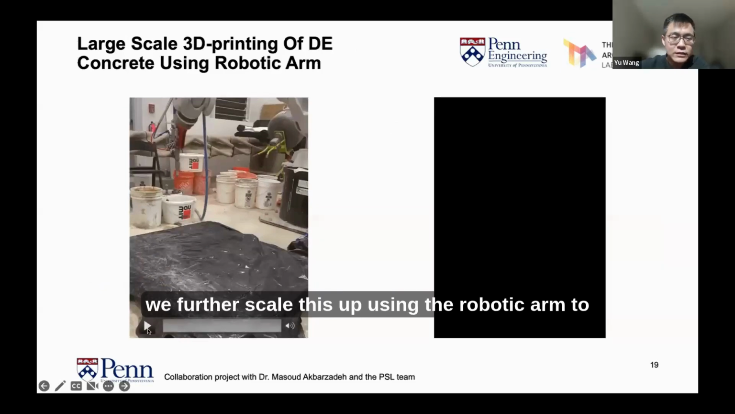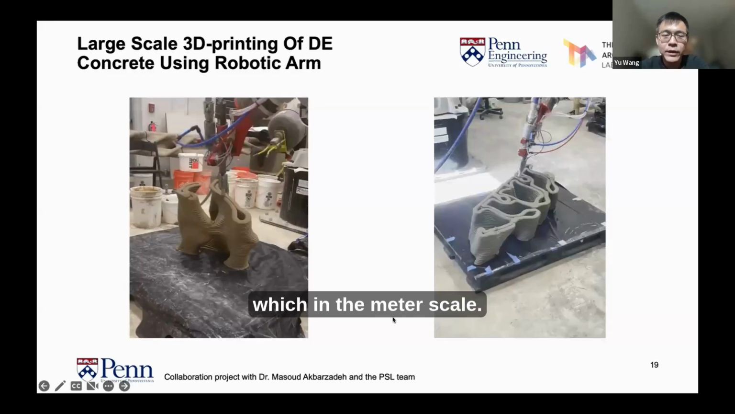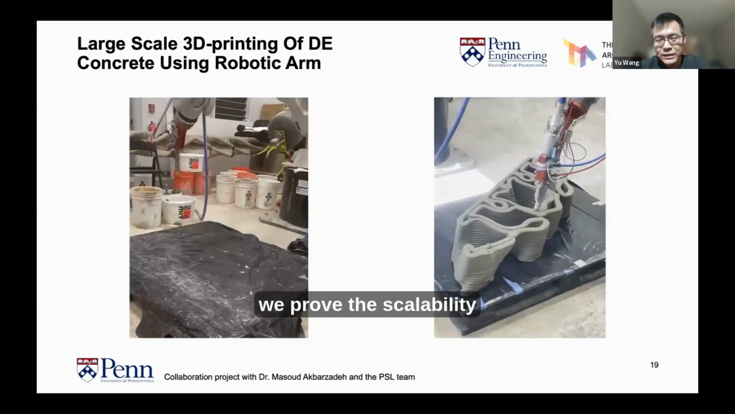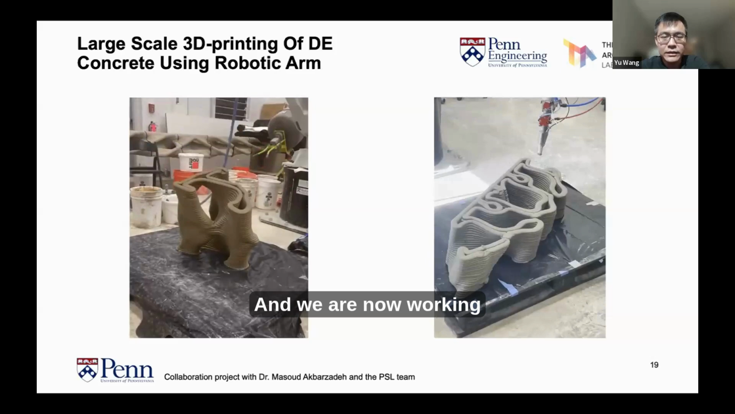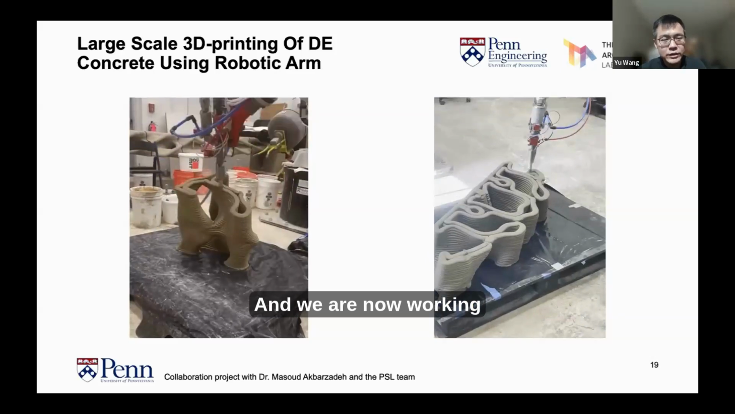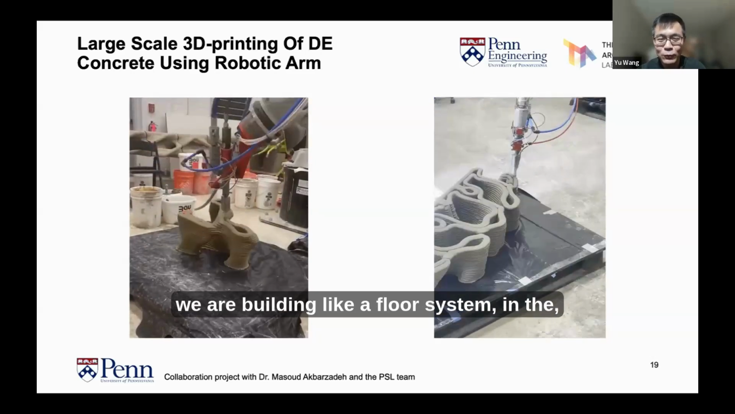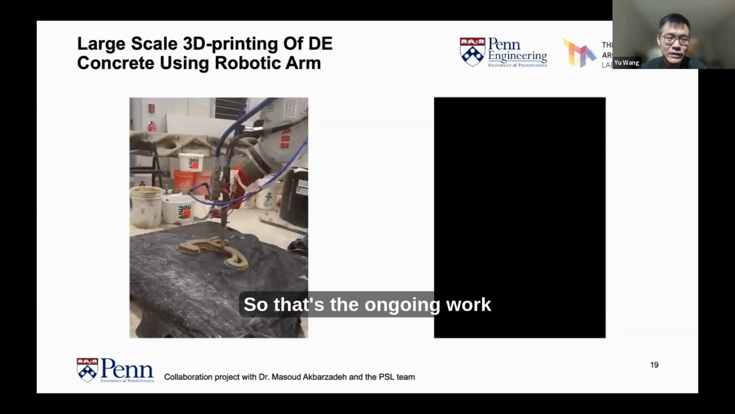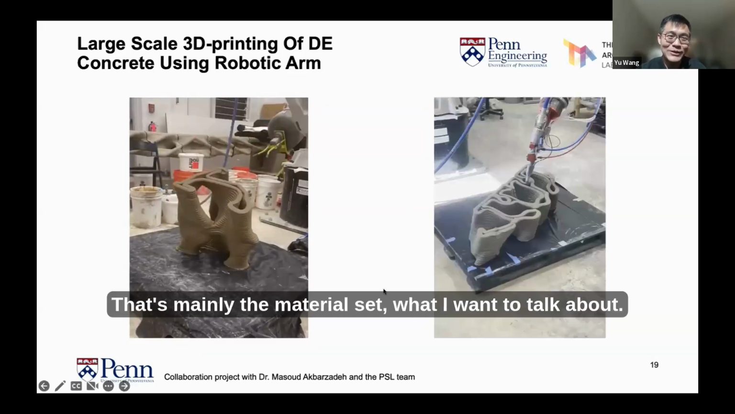Yeah, we further scale this up using the robotic arm to print the TPMS structure at large scale, in the meter scale. So we prove the scalability of this material by printing the meter scale structure, and we are now working on continuing to scale this up. We are building a floor system in the Innovation Center. So that's the ongoing work. Yeah, that's mainly the material side of what I want to talk about.